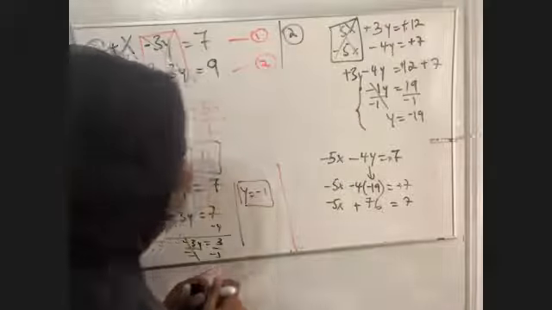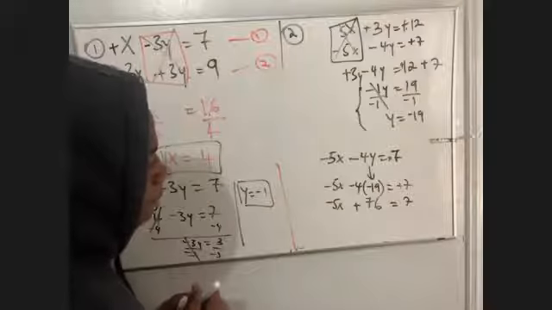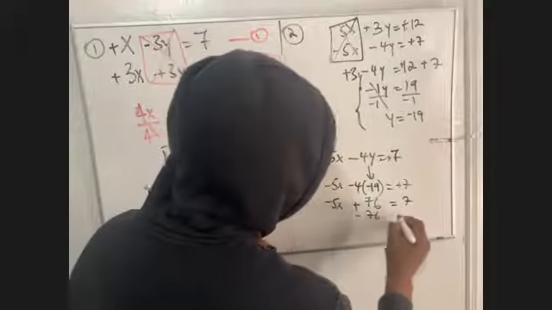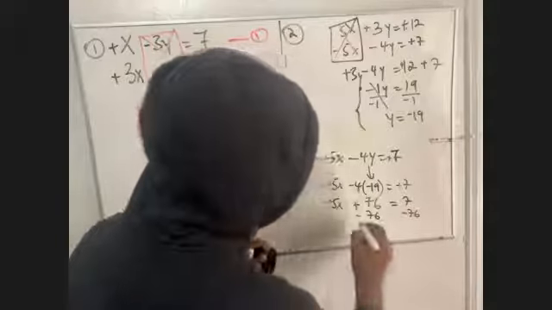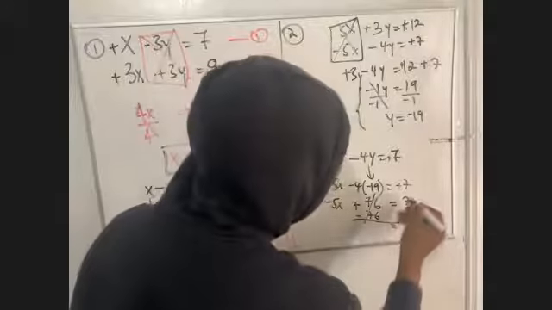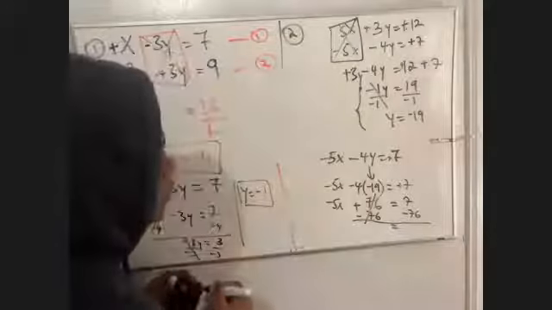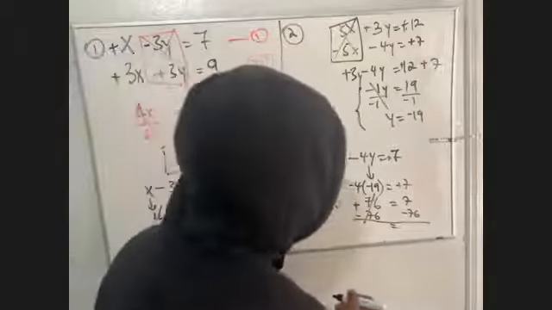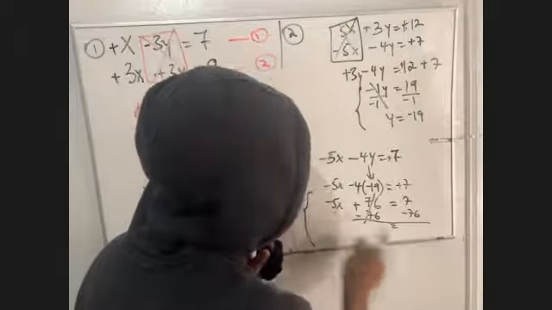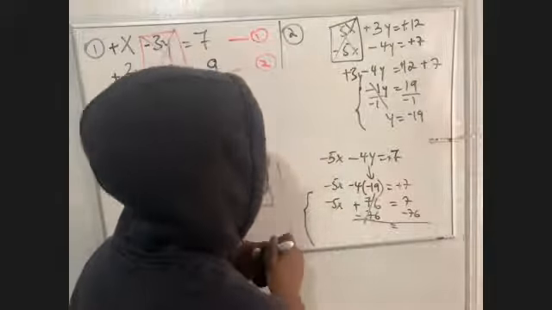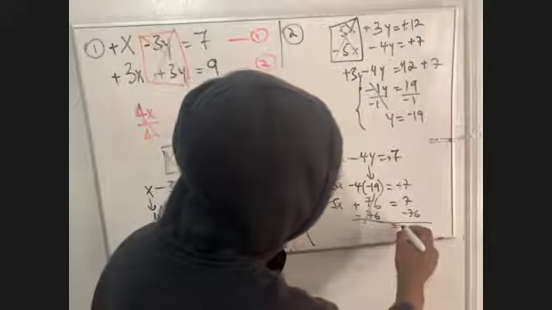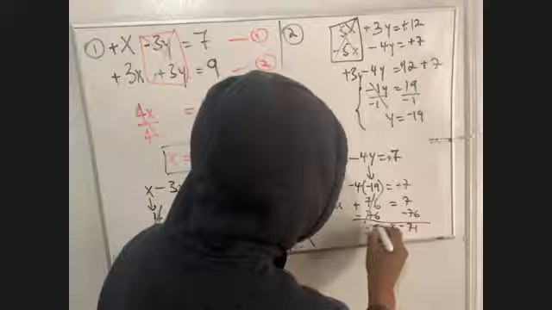Now what do we do from here? Subtract 76 from both sides. Cancel out. Now 7 minus 76 gives you what? Over here, when you start moving, you are no more doing something new. So 7 minus 76 should give us what? Negative 71. We have negative 5x.